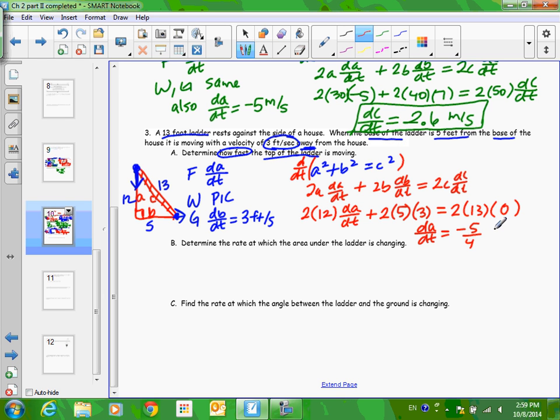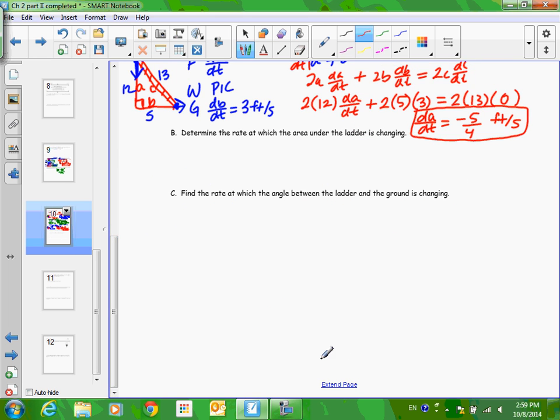What are going to be the units? Feet per second, right? I know I'm going through that part fast so that I have more time to explain everything else.